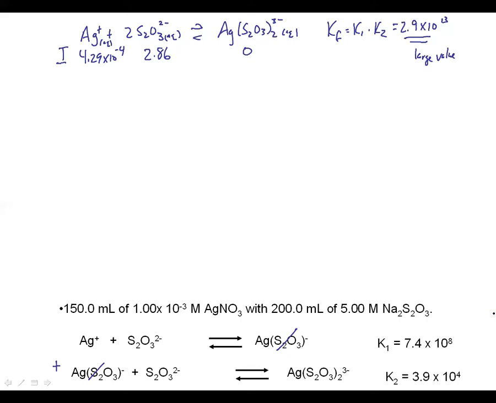Okay, so since our KF is really large here, we're going to make the same assumption that in this case, all of our silver is going to get used up. So we're going to do that as the change. So we're going to do it similar to what we did before.